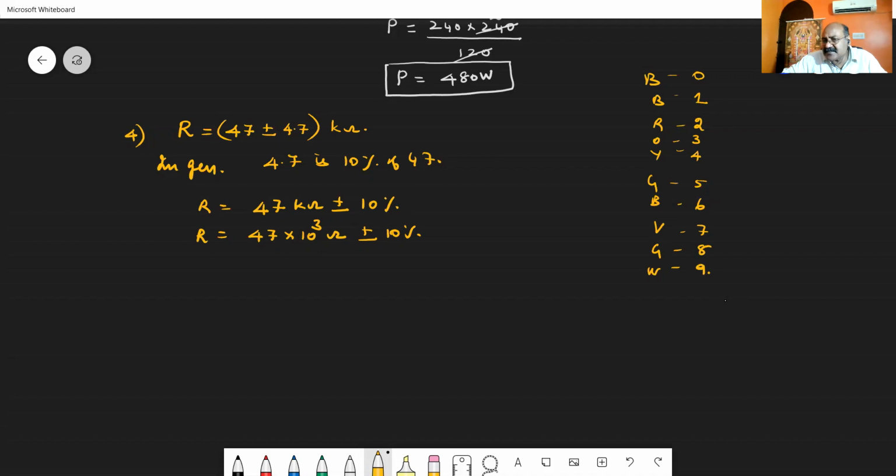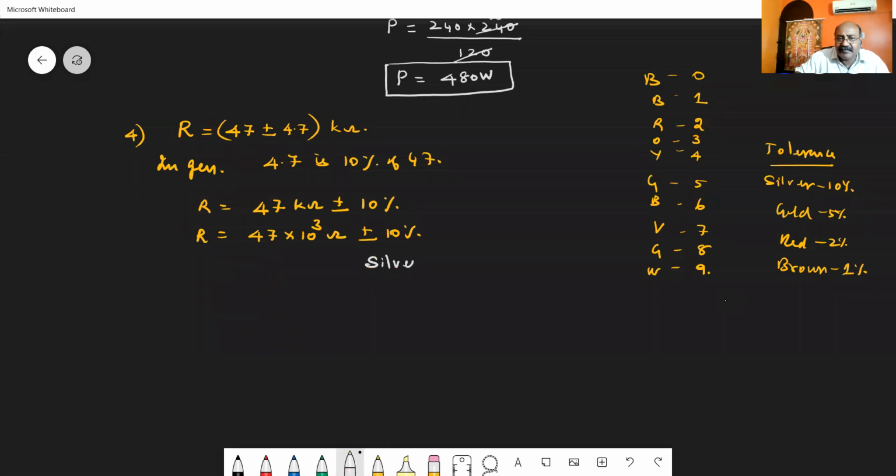And regarding tolerance, we know silver is 10%, gold is 5%, red is 2%, and brown is 1%. Here tolerance is 10%, so the answer for 10% is silver. Then what is 4? 4 is yellow, so 4 represents the color yellow. 7 represents the color violet, and the 10 power 3 represents orange.